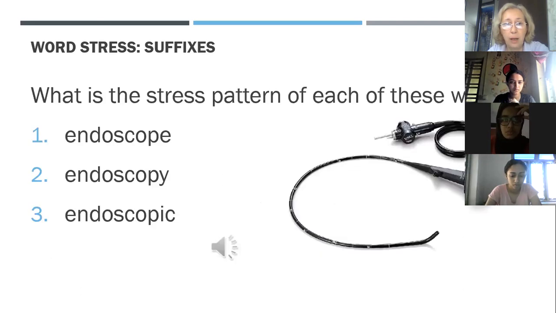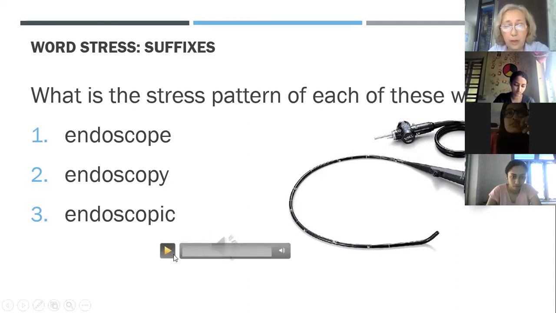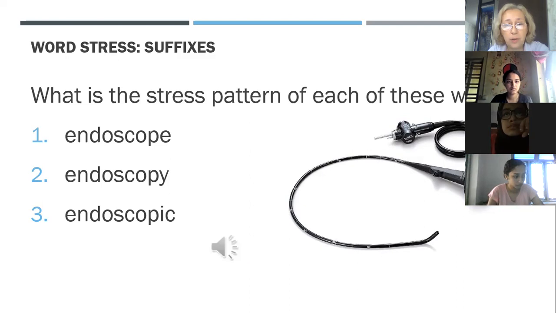And now, if we have a look at the next slide, we should focus on the stress in the words that have various suffixes. The question is, what is the stress pattern of each of these words? We have three words which are very similar to each other, but they have different suffixes. Let us listen to the pronunciation and then try to imitate it and think of the stress pattern. So I'm going to switch it on and you'll tell me if you hear it or not.